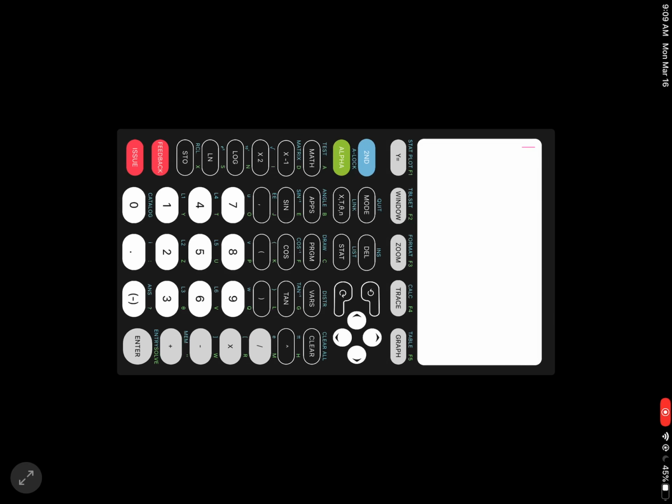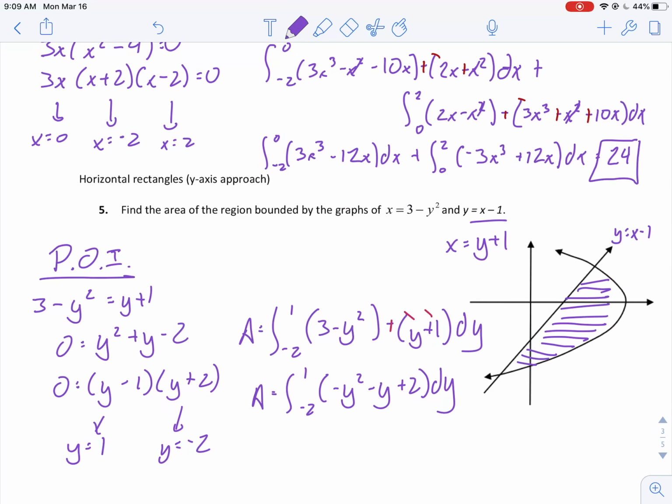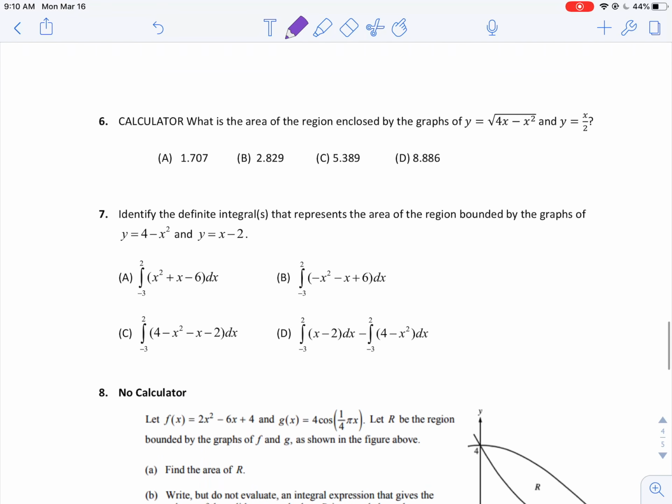Now my calculator only integrates with x's, so we can just replace the y with an x. Integral from -2 to 1 of -x squared minus x plus 2. And there's my answer, 4.5. So my area between these two curves is 4.5. All right, a couple more here.